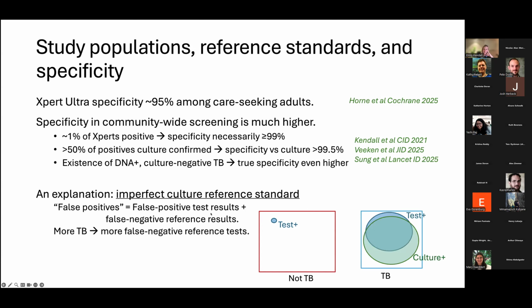If we increase the prevalence of TB among all of the people getting tested, then those false negative reference tests, so the blue portion over here on the right, end up being a much larger contributor to the overall loss of overall estimation of 1 minus specificity.